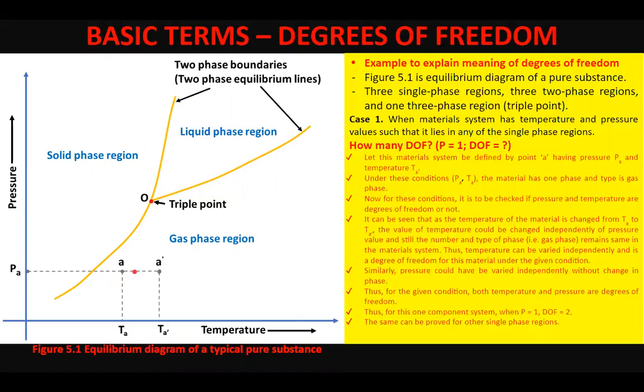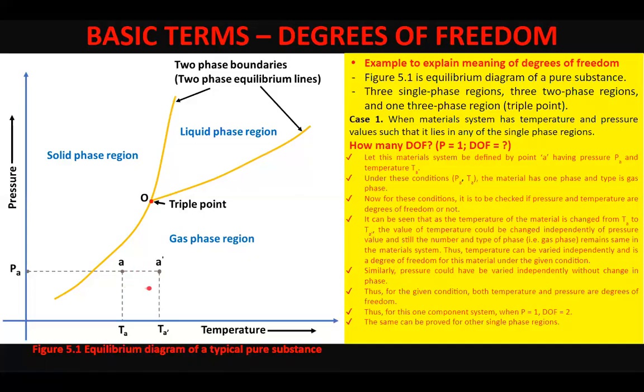You don't have to bother about the value of pressure. You could have changed the value of T, like I have changed here from Ta to Ta dash. So I've changed the value of temperature from Ta to Ta dash, and I'm not bothering about the value of pressure. I could have changed the value of pressure and I would have come over here.